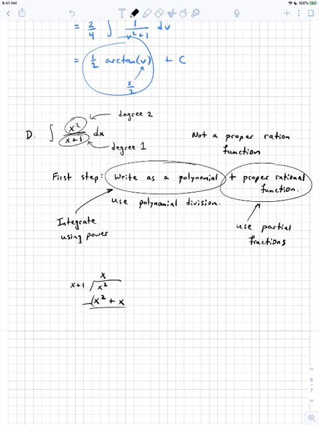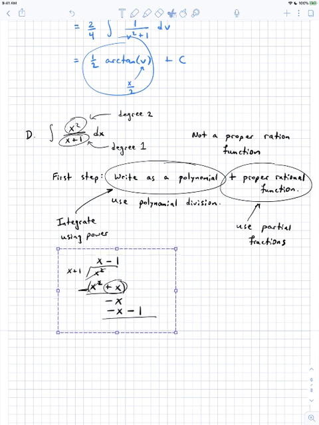The x squareds cancel and you just end up with a minus x. So now, how do you get a minus x out of x plus 1? Well, of course, you multiply it by minus 1. So minus 1 times x plus 1 is going to be a minus x minus 1. And then you have to look at the remainder.